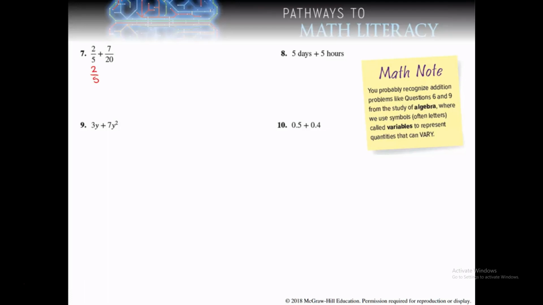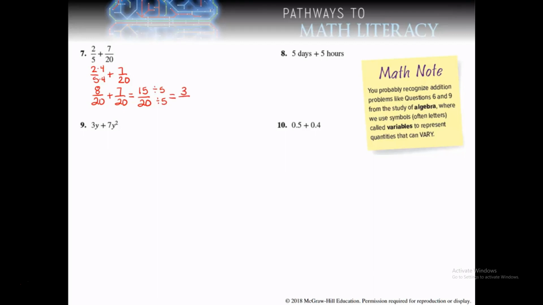I need to change the fifths into 20ths, so I need to multiply the denominator by 4, which means I need to do the same thing to the numerator. That gives me 8/20 plus 7/20, which is a total of 15/20. And with fractions, you do have to ask yourself if those reduce, and these do. I can divide both the top and the bottom by 5, which gives me a final answer of 3/4.